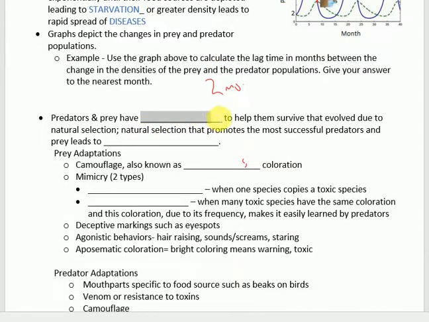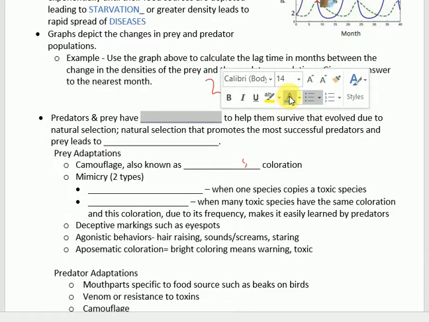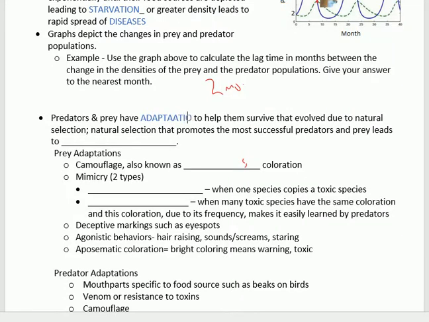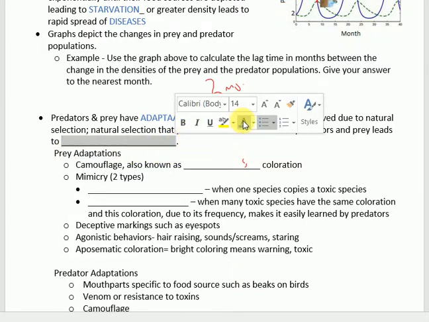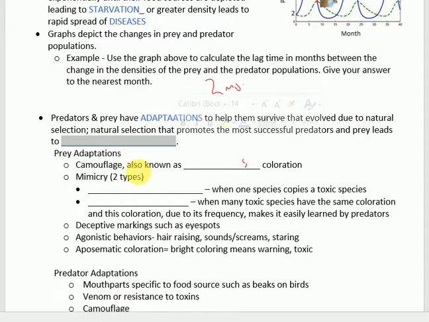Okay, so predators and prey, they have adaptations to help them survive. Basically, this is due to evolution, due to natural selection. What you need to understand about natural selection is that it basically promotes the most successful traits. And this is going to lead to coevolution between the predators and the prey. And I'm sorry, I can't spell.